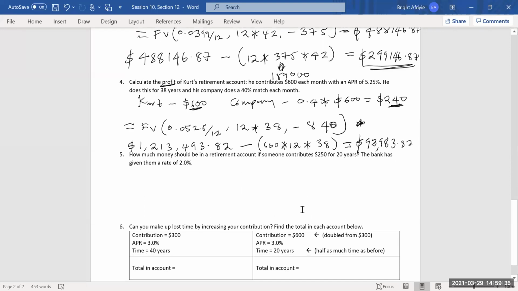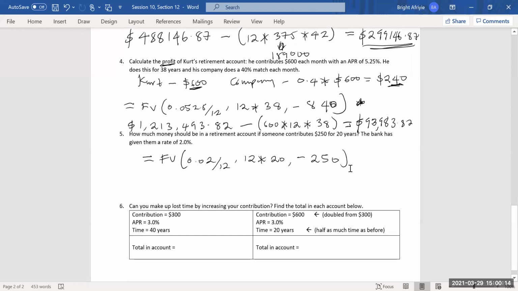How much money should be in a retirement account if someone contributes $250 for 20 years? The bank has given them a rate of that. So you just do equal sign FV. The rate is 2%, so 0.02 over 12. And then we have 12 by the number of years. Okay. And then minus 250. So do that. And whatever Excel gives you should be the money in the account after the period. Okay. Good. So that is for number 5.